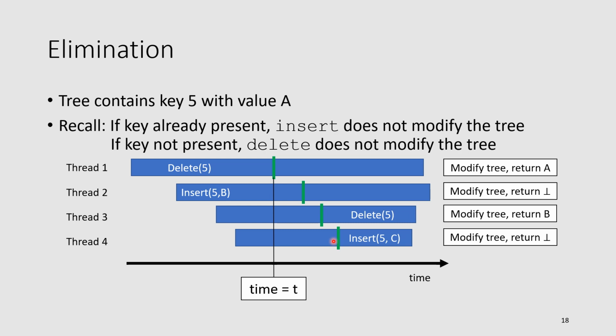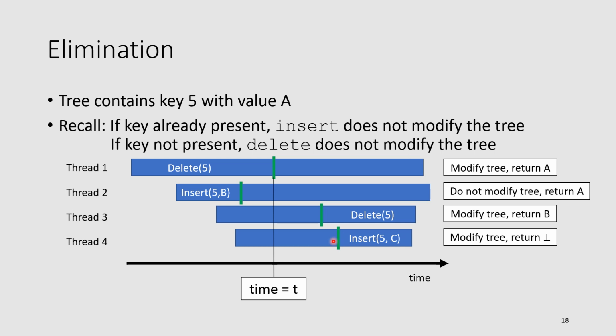But suppose that additionally, threads 2 to 4 know what key and value thread 1 deleted, as well as the fact that they are concurrent with thread 1's linearization point at time t. Then, thread 2 can instead linearize before time t and perform its insert before the key is deleted. Thread 2 now does not have to modify the tree and can simply return A, the value associated with 5 before thread 1 deleted it.